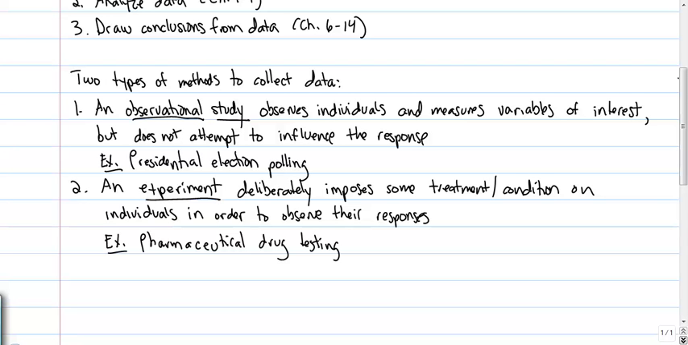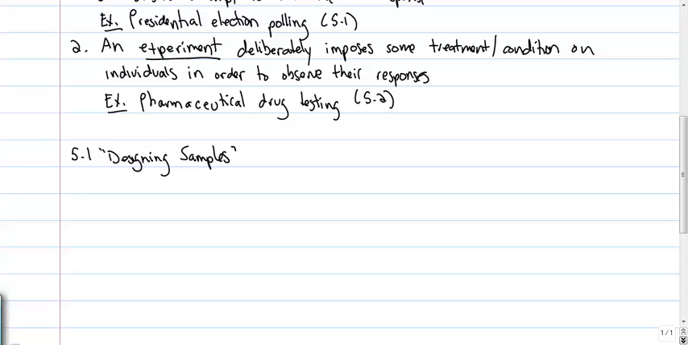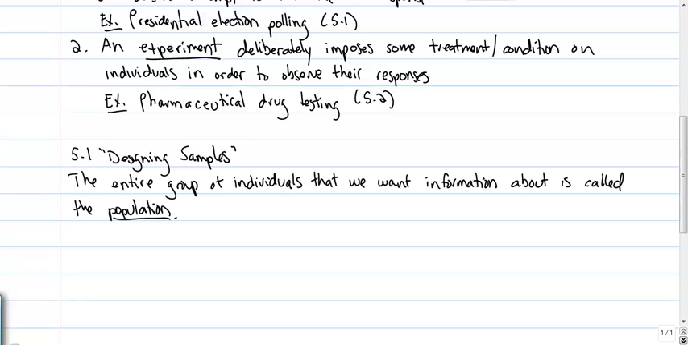We'll be looking at types of observational studies in section 5.1, and we'll be looking at experiment designs in section 5.2. So section 5.1 is going to be all about designing samples. In statistics, we say that the population that we're trying to draw information about is the entire group of individuals that we want the information about. The entire group of individuals that we want information about is called the population.